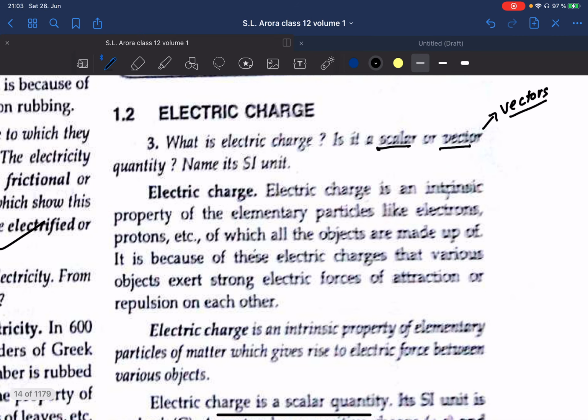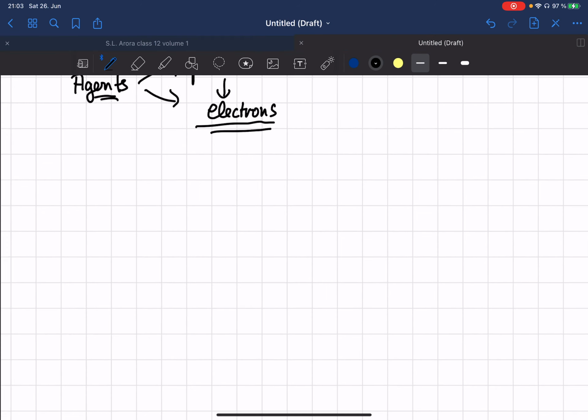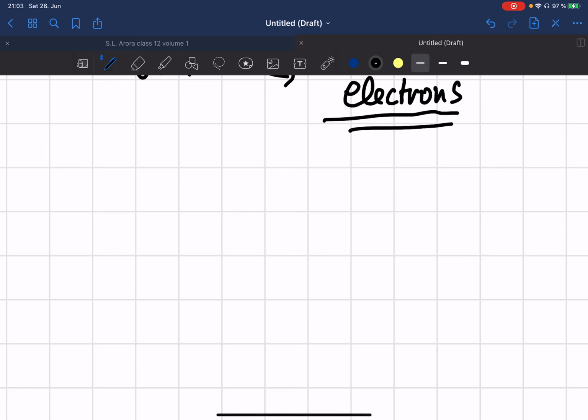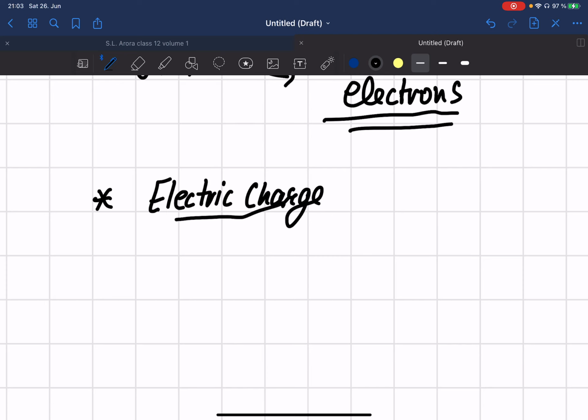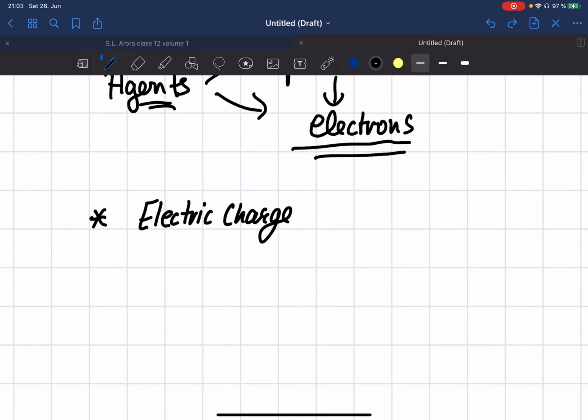Electric charge is an intrinsic property of elementary particles, like electrons, protons, etc., of which all objects are made up. That's a very easy definition for you to understand. It's all written in the book, but my work is to explain it to you. Basically, we need to understand what an electric charge is today. That's my main aim. From the next class, I'll try to increase my speed. Today is just an introductory lecture to get used to what an electric charge is.